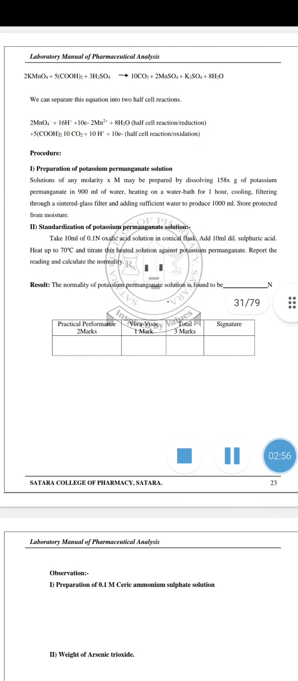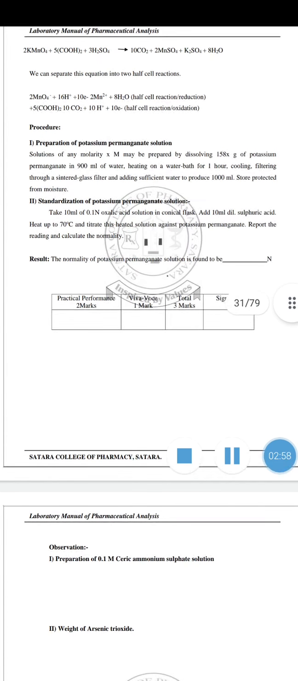Take 10 ml of 0.1 normal oxalic acid solution in a conical flask, then add 10 ml of dilute sulfuric acid, then heat up to 70 degrees Celsius and titrate this heated solution against potassium permanganate. Report the reading and calculate the normality.